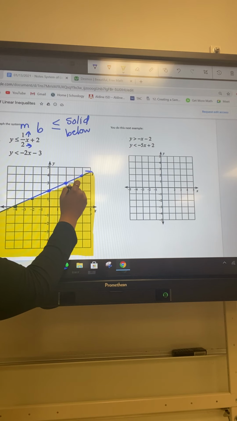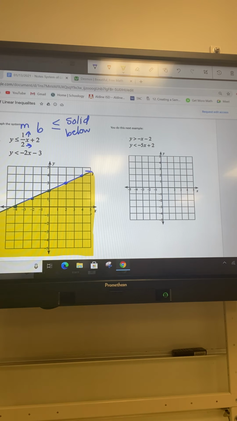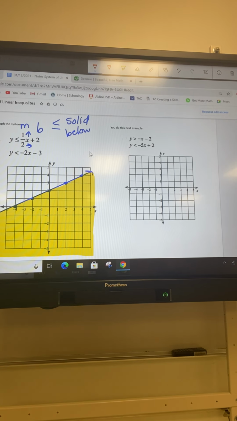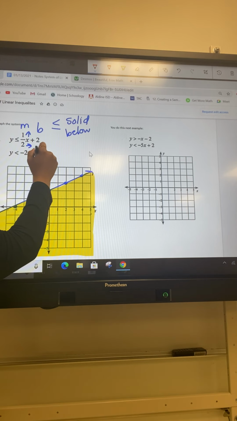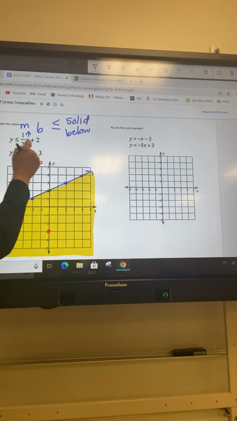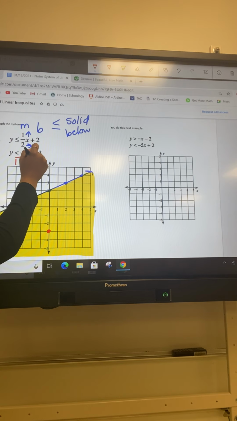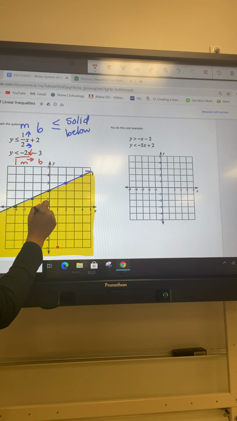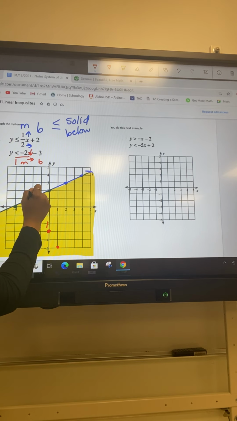But remember, we have two equations, so I need to shade a second time. So now we're going to graph this second inequality. So this time our M is -2 and our B is -3. So I'm going to start down here at -3. If the slope is -2, remember we put that over 1, it's negative, so I'm going to go down 2 over 1. So I'm going to go down 2 over 1. And then I'm going to go the opposite direction, so I'm going to go up 2, back 1, up 2, back 1.